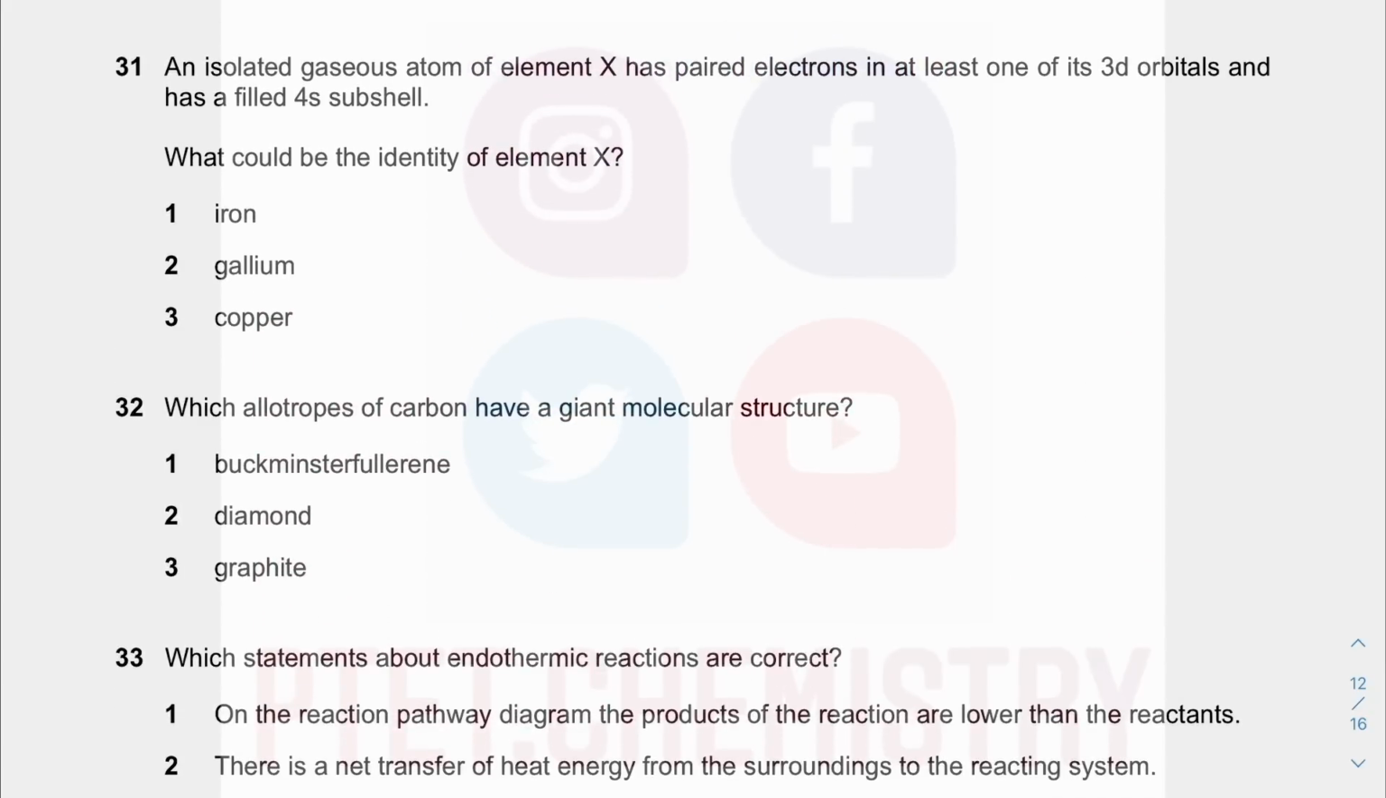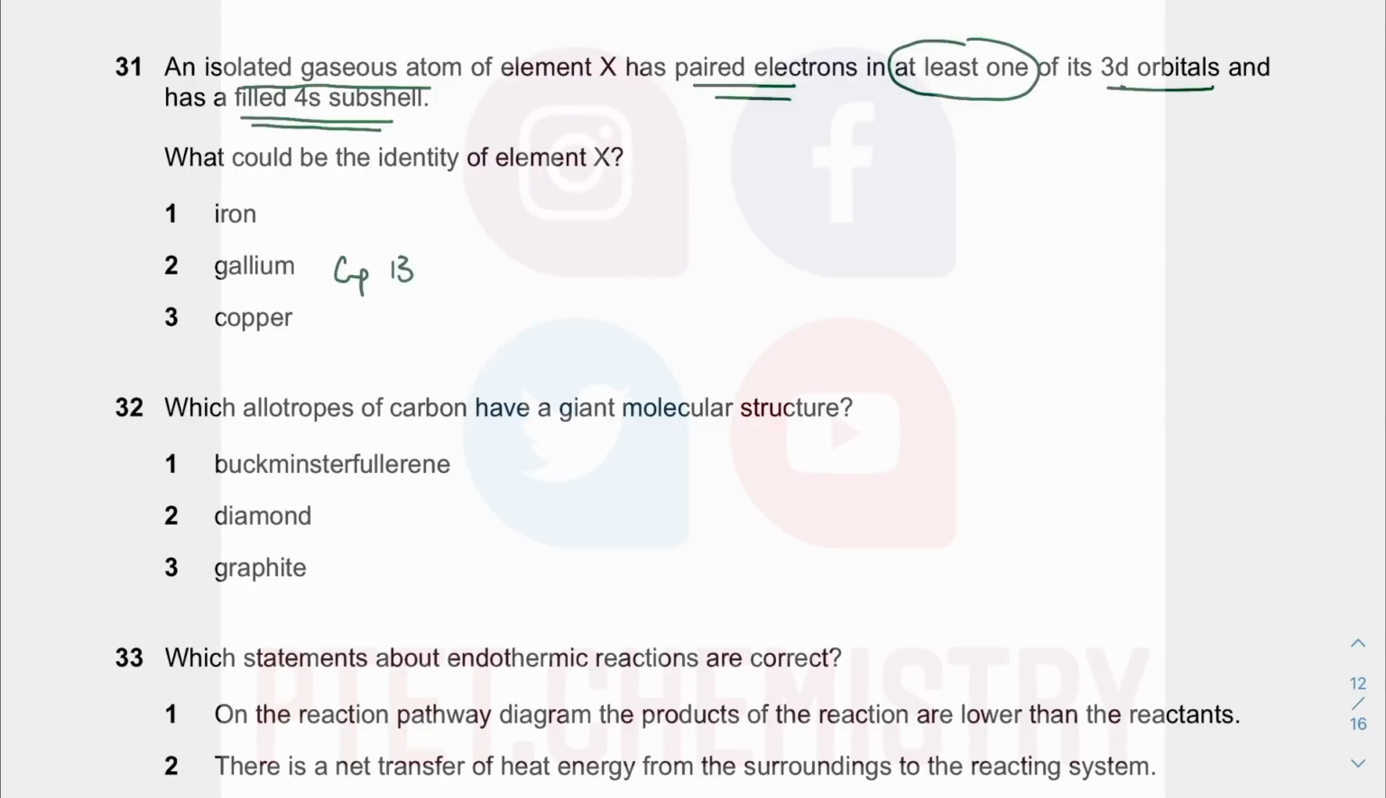So let's get started with question 31. You have an isolated gaseous atom. You have paired electrons in at least one of its 3d orbitals, but it also has a filled 4s subshell. Okay, so what can we say? Well, let's do gallium first. So go to your periodic table. Gallium is in group 13.